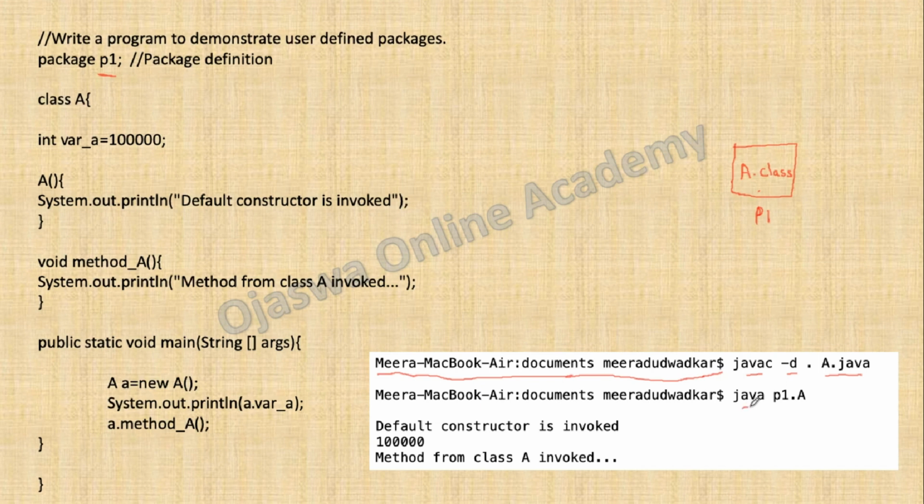So the command is the java command. Java invokes the Java interpreter, then the package name, that is p1.A. And when you execute your program, you get the output. So this is how a user-defined package is created.